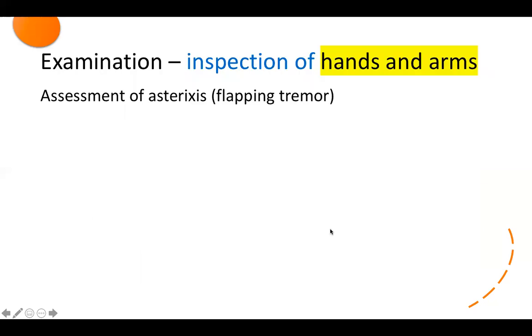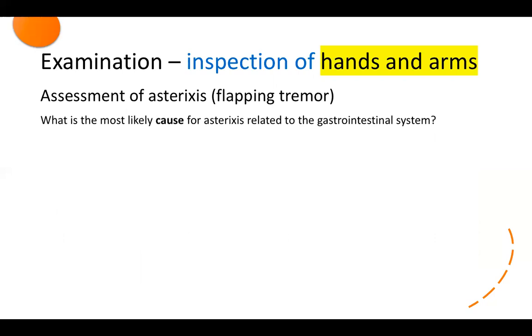Okay. Once you've examined the hands and you've had a look at the nails, then you want to check for any flapping tremor. So before we go through how to check it, what do you guys think is the most likely cause for asterixis related to the gastrointestinal system? Okay. Yeah, so hepatic encephalopathy is one to remember. The other one could also be uremia, secondary to renal failure.